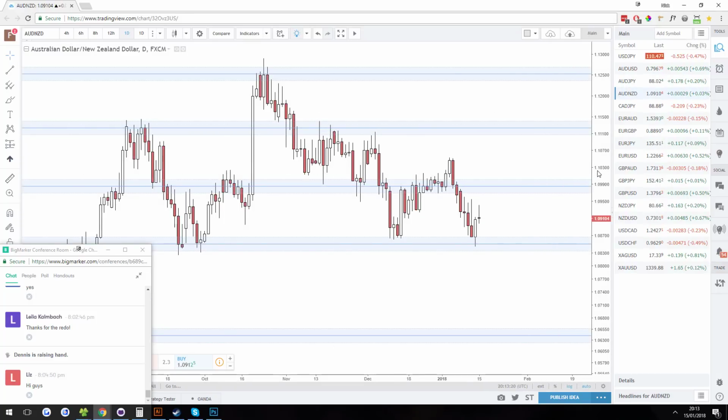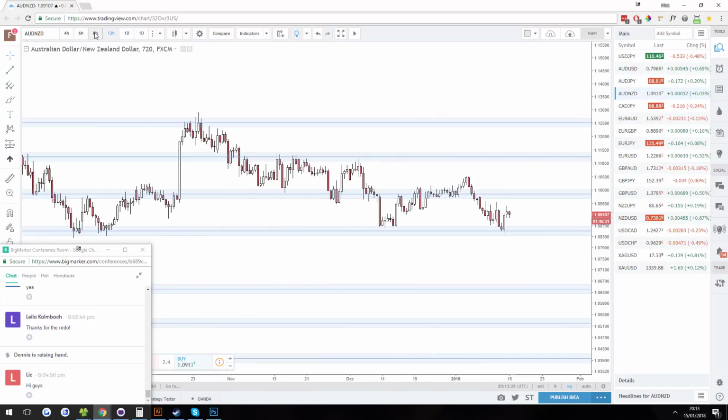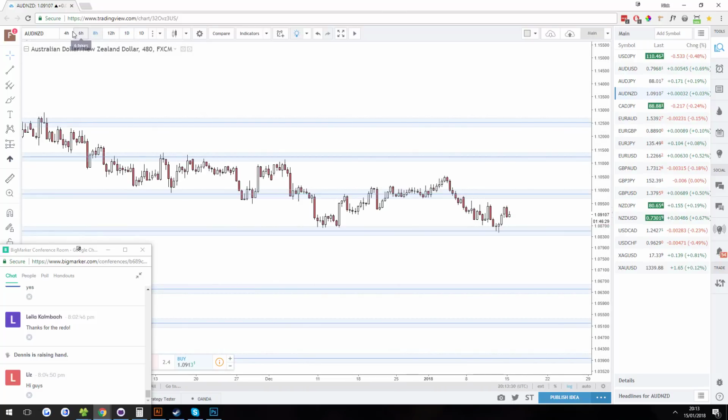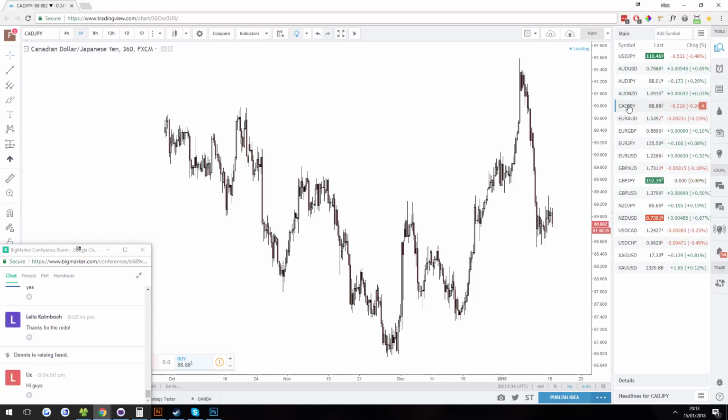Alright, AUD New Zealand, messy as usual. I don't really like this pair. I only keep it open because some of you guys trade it and you ask me to check it every now and then. But yeah, there's nothing really much going on here. It's in between support and resistance. It all looks pretty messy. Let's just skip that one.